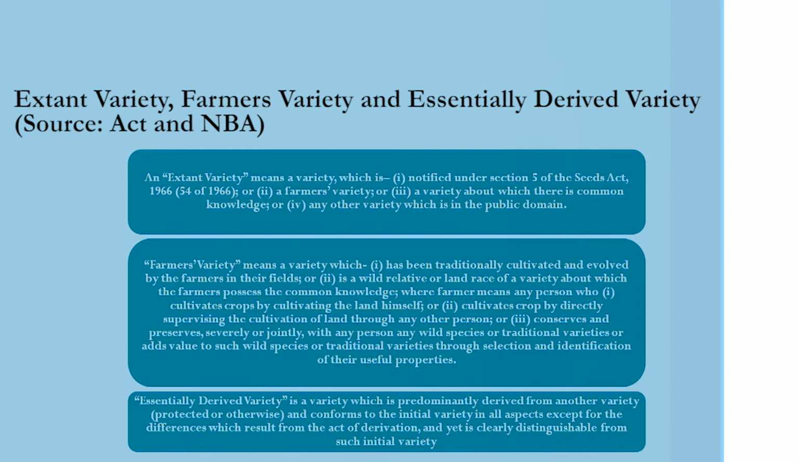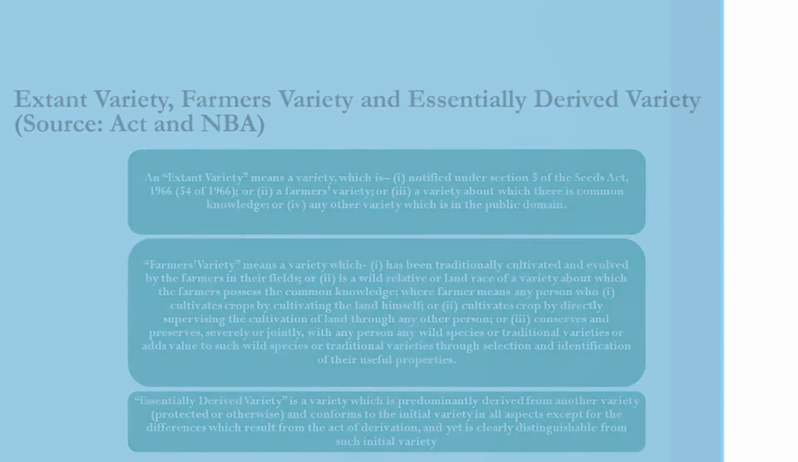An essentially derived variety is a variety which is predominantly derived from another variety, protected or otherwise, and conforms to the initial variety in all aspects except for differences which result from the act of derivation, and yet it is clearly distinguishable from the initial variety.